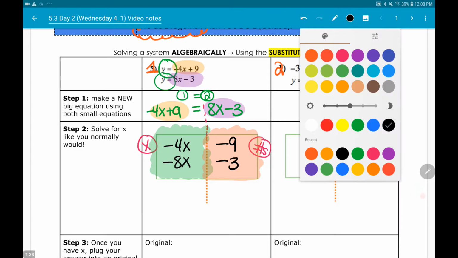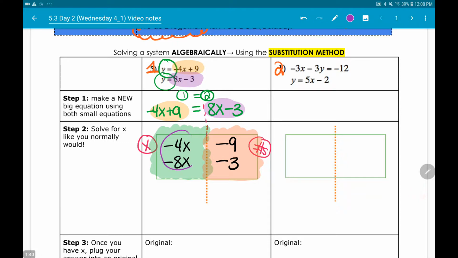All right, so now what's next is we need to combine like terms. I get negative 12x is equal to negative 12. Last step, divide, and I get x is equal to 1.